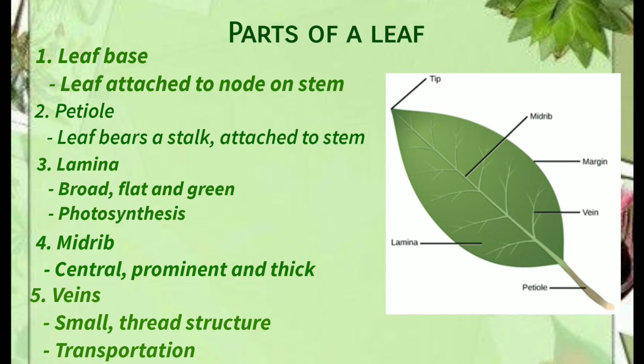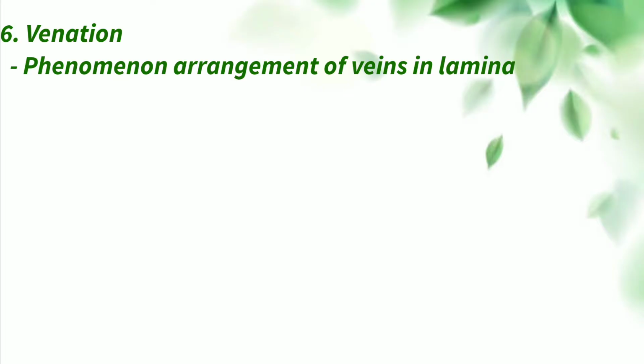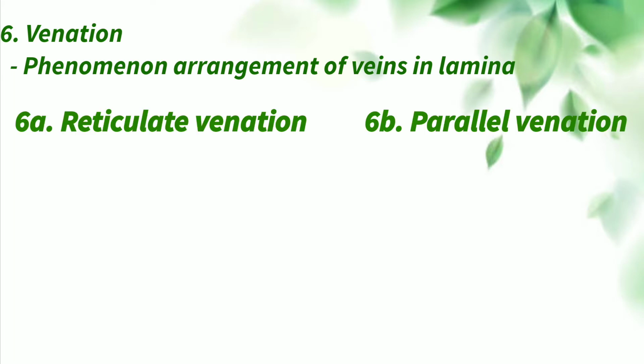5. Veins. Small thread-like structures extend from the midrib to the leaf margin. Veins help in transportation of water and minerals. Venation is the arrangement of veins in the lamina of the leaf surface. We distinguish between two major types of leaf venation: reticulate venation and parallel venation.